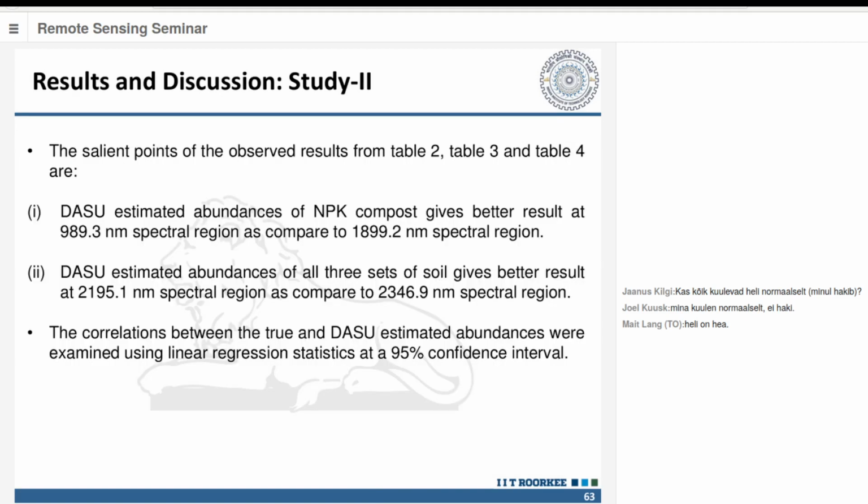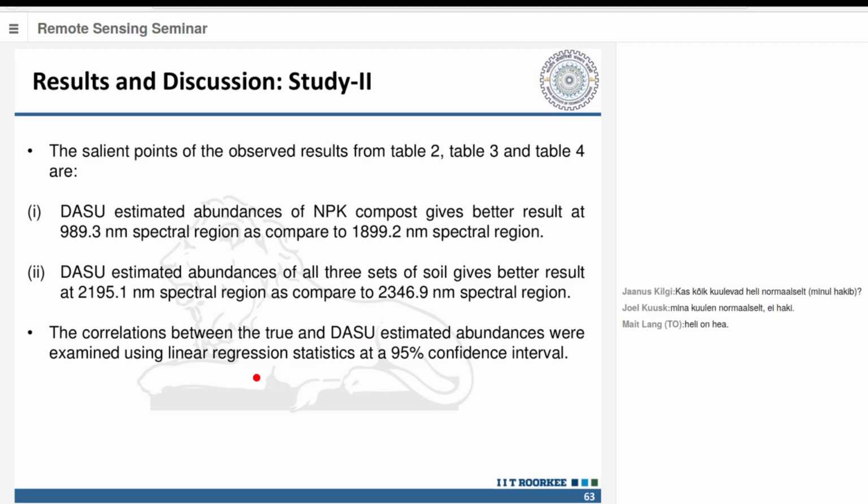Then the salient points of the observed results from table 2 to table 10 show that DASU estimated abundances of NPK compost give better results at the 989.3 nanometer wavelength region as compared to the 1899.2 nanometer spectral region, and in the case of soil, the 2195.1 nanometer spectral region gives better results as compared to the 2346.9 nanometer spectral region.